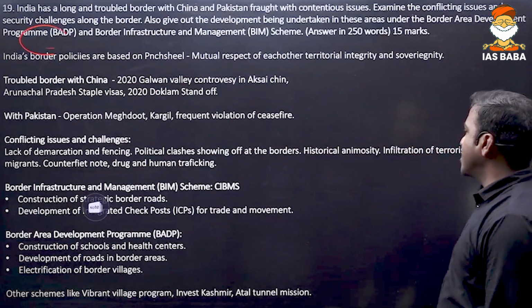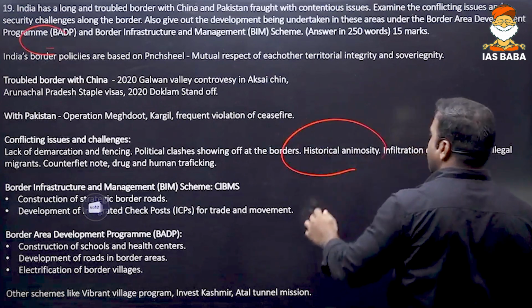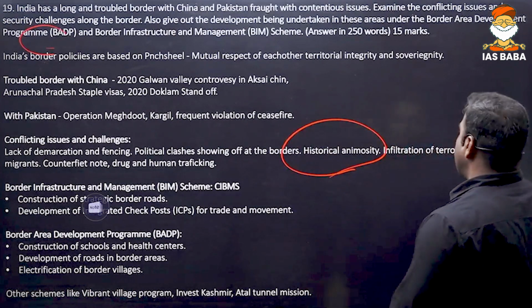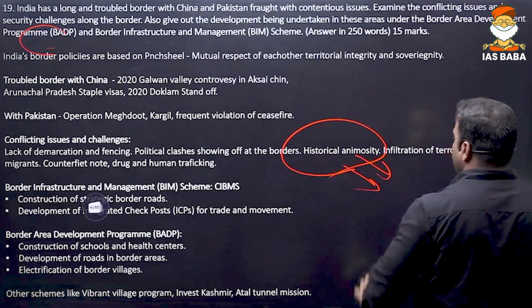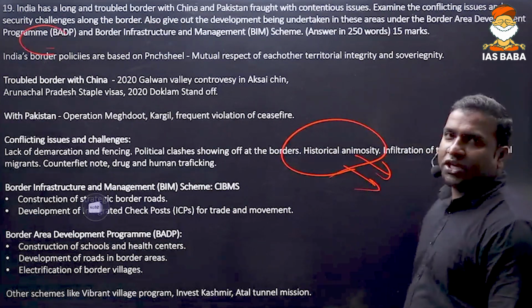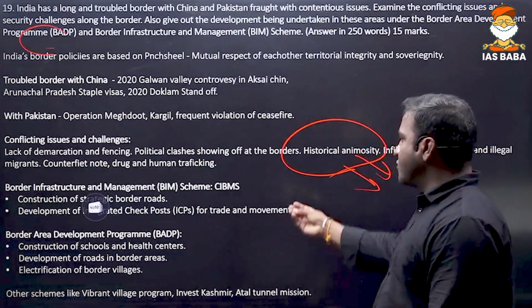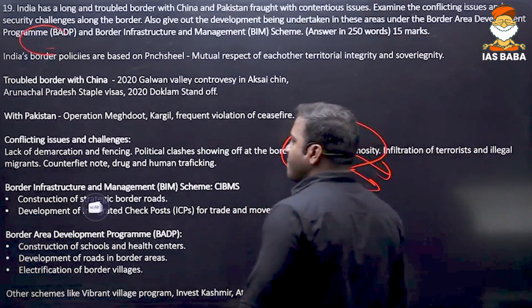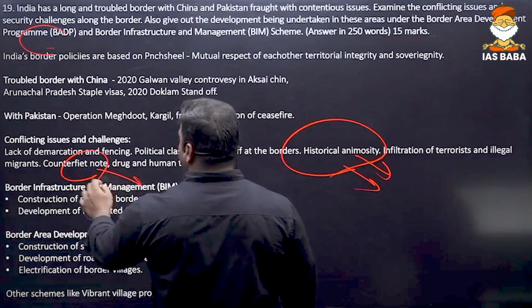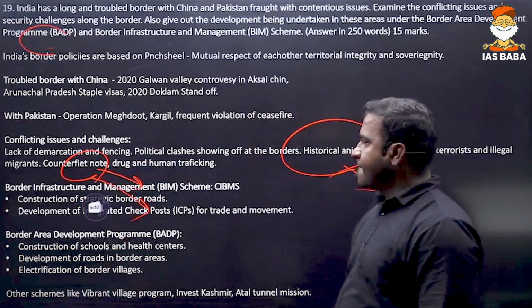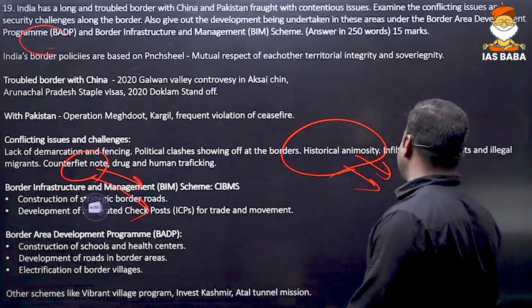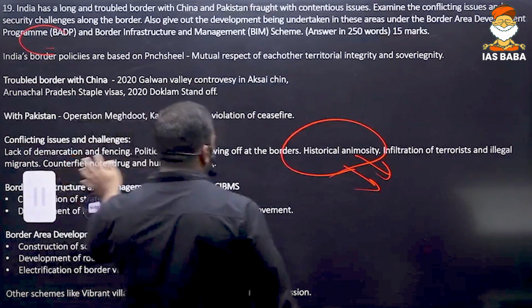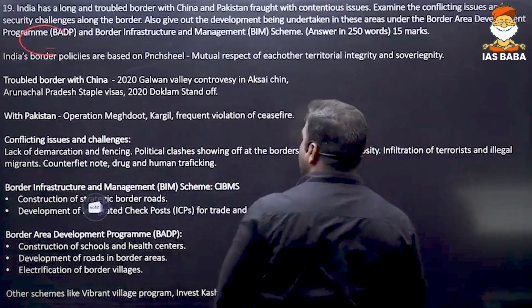Then historical animosity. Both Pakistan and China have that historical grudge. Then infiltration of terrorists and illegal migrants, that is also a security threat which can snowball into warfare as well. Counterfeit notes crossing the borders, and drug and human trafficking. Yes, all these conflicts and challenges we can have through these undemarcated or porous borders.